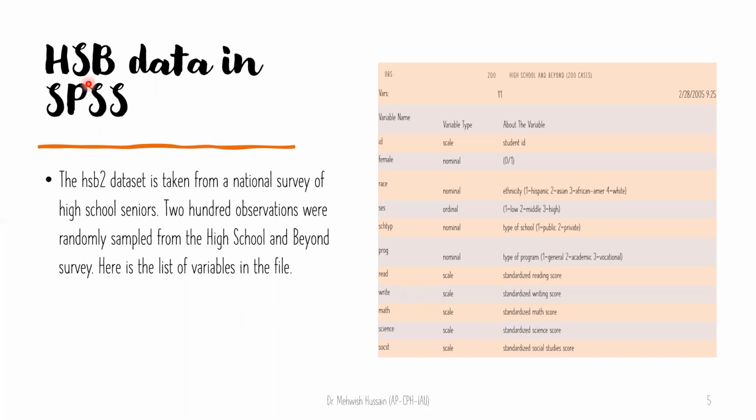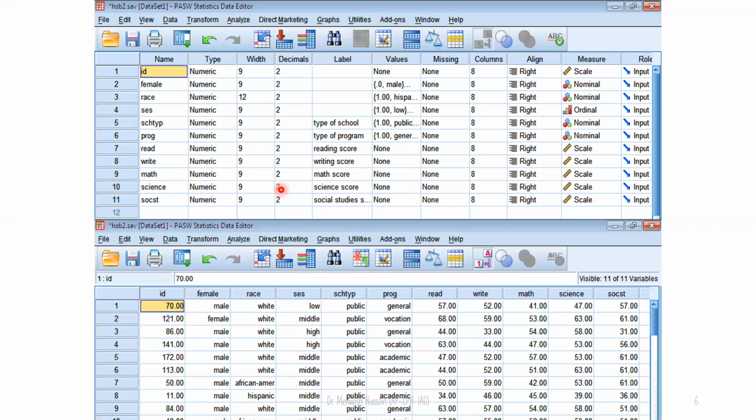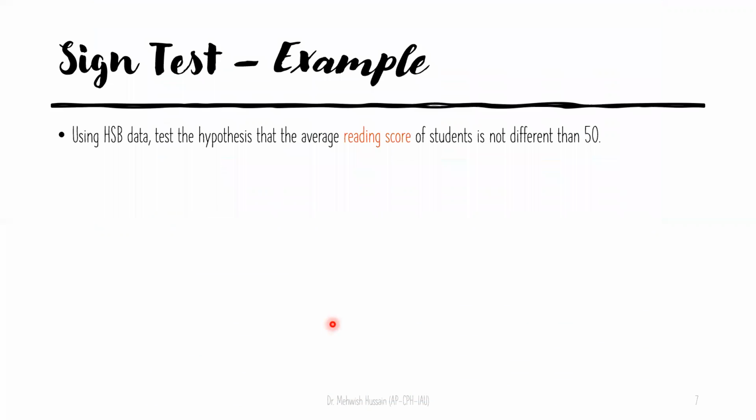In this lecture, we will discuss the application using the HSP2 dataset, which is available on the internet. We have a set of 10 variables, like gender and others, five continuous variables and five categorical variables. This is the variable view in SPSS, and this is the data view in SPSS.